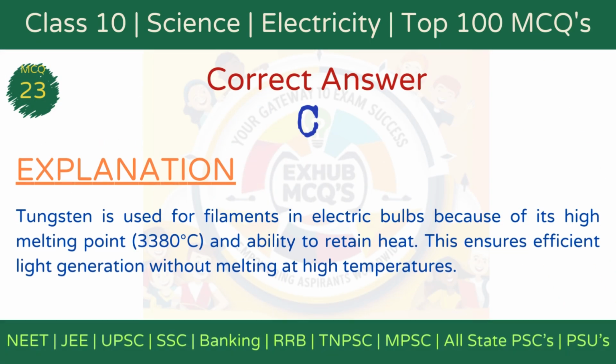The correct answer is option C, tungsten. Explanation: tungsten is used for bulb filaments because of its high melting point and excellent resistance to heat. These properties make it suitable for producing light efficiently without melting.